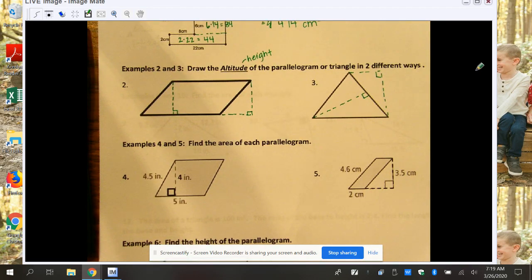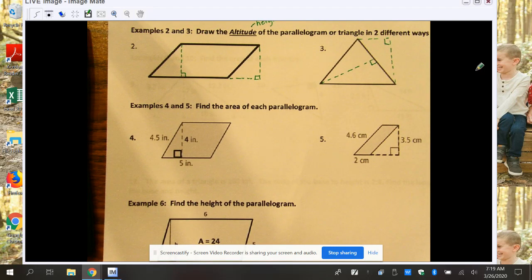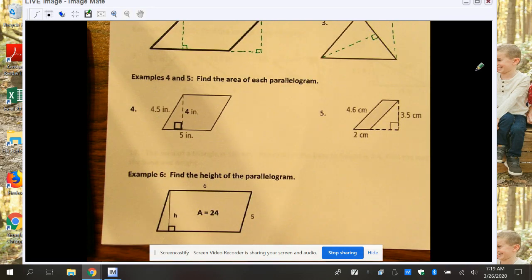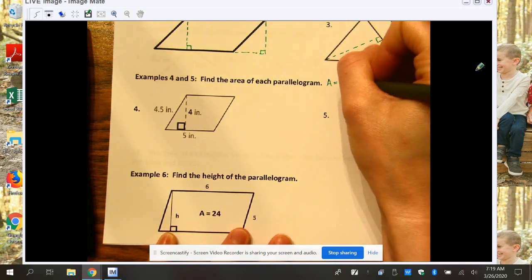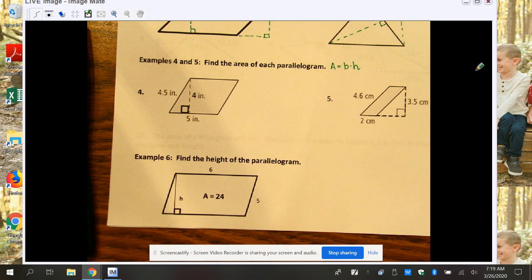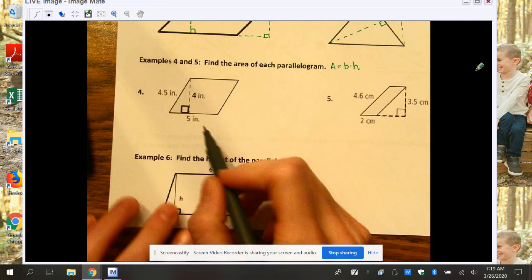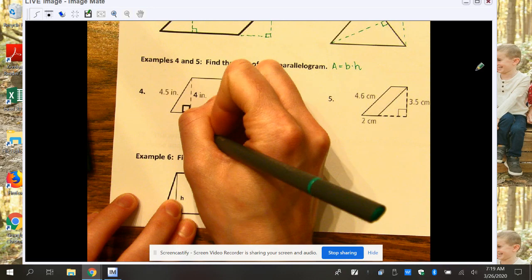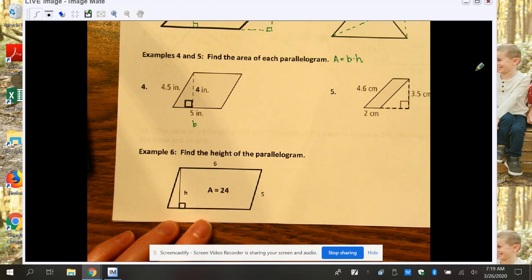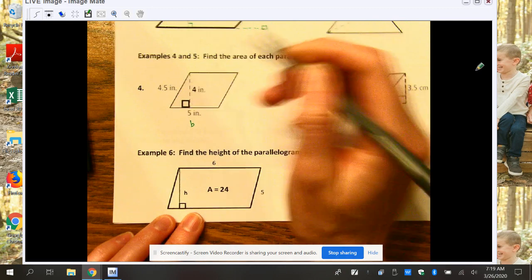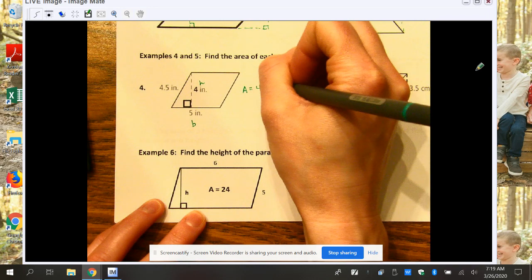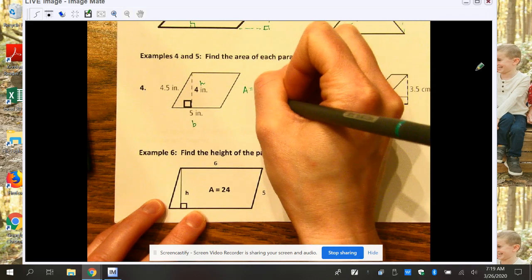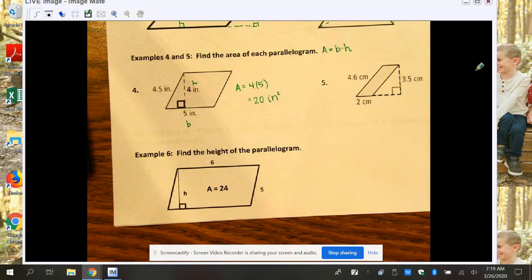All right, so now we're just going to do a bunch of examples, just making sure we can identify all of these pieces correctly. All right, so we're looking first at a parallelogram. The area of a parallelogram is always the length of the base times the height. And so here, the 5 inches, that's going to be the base. That's what the figure is sitting on. And then the height, that's the perpendicular segment. So that would be the height. So that means the area is going to be 4 times 5, which is 20. And then our units would be in inches squared.